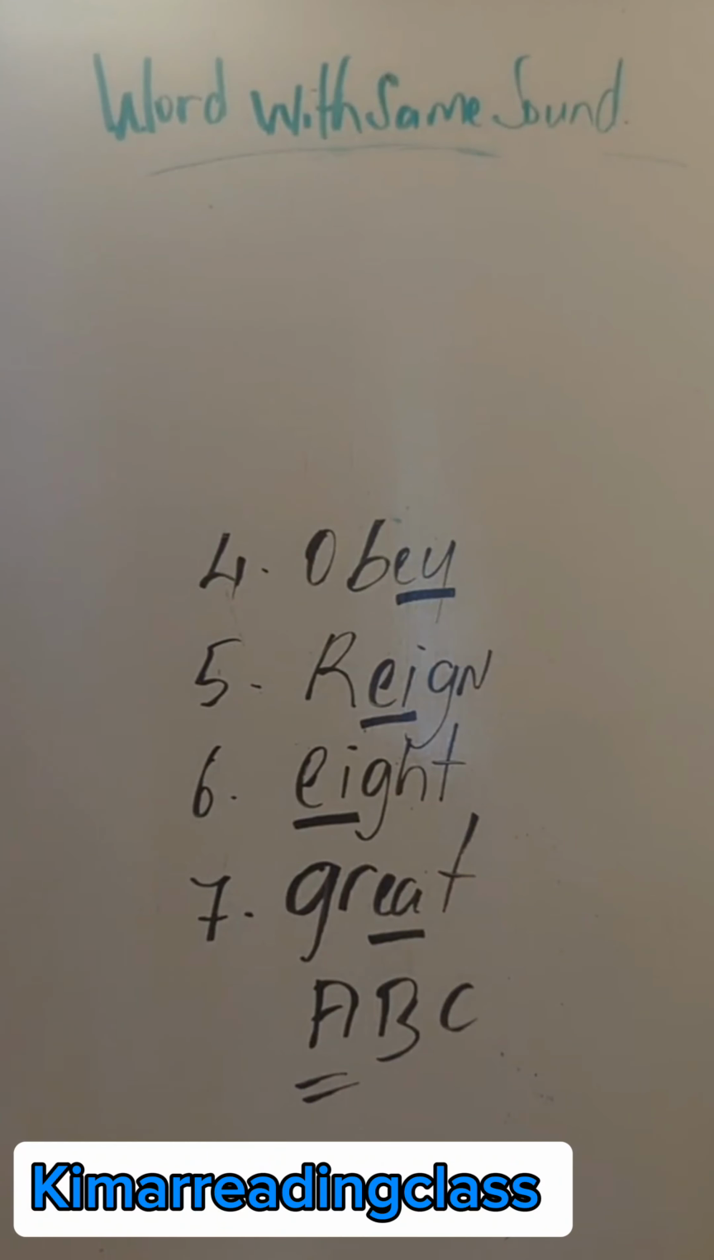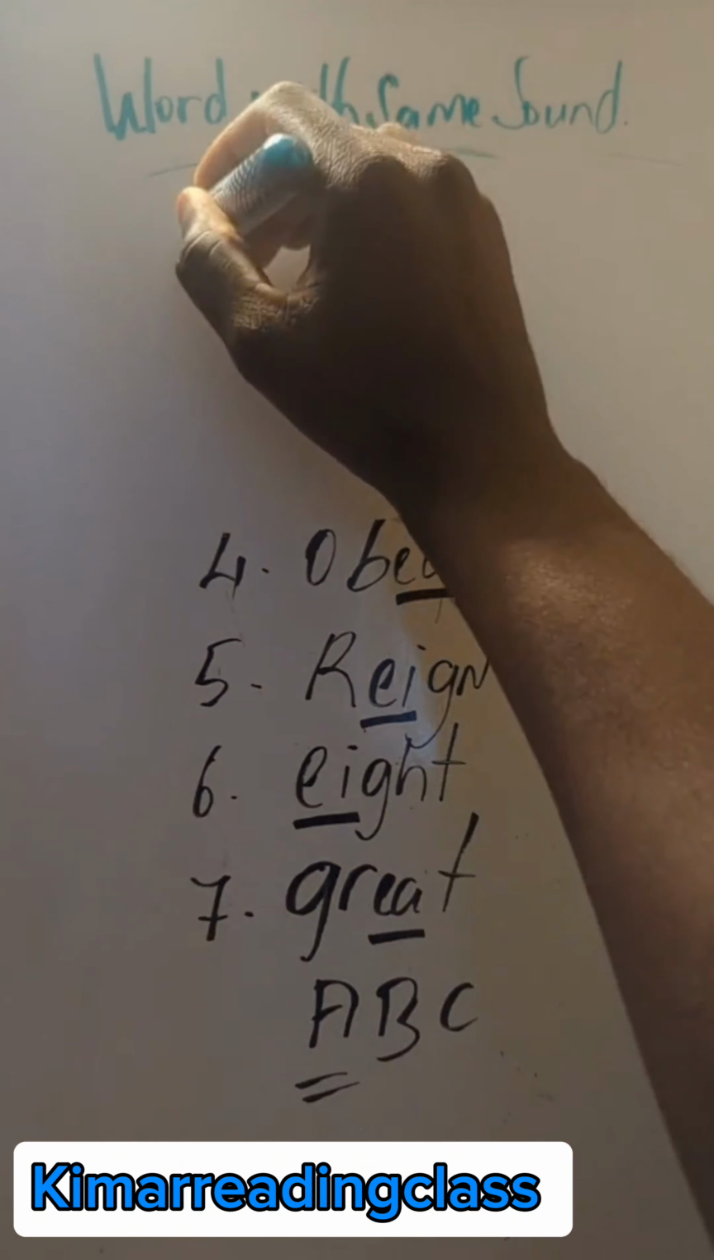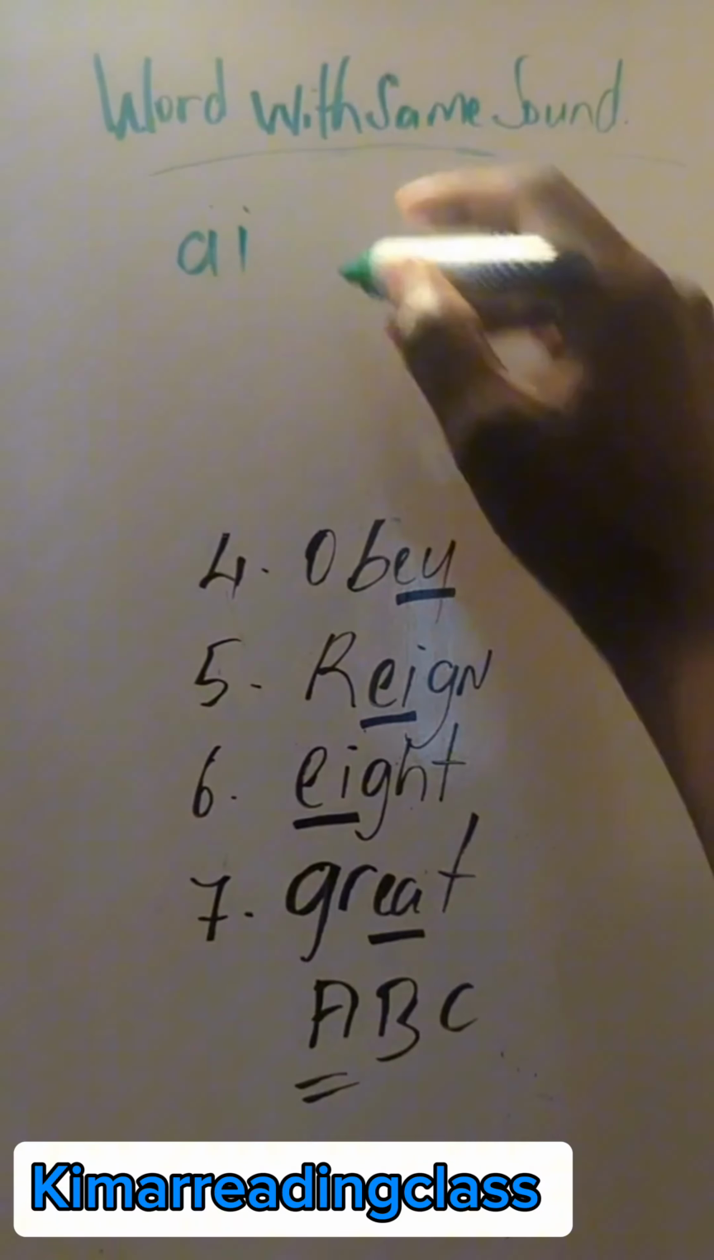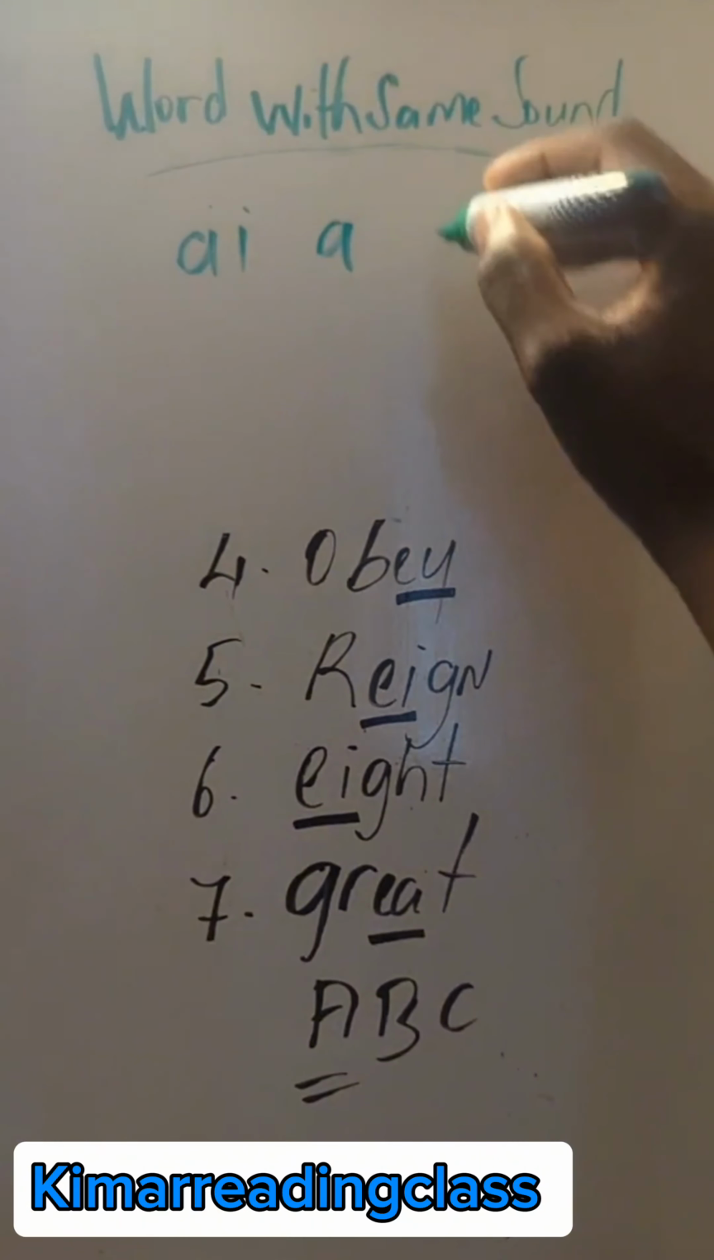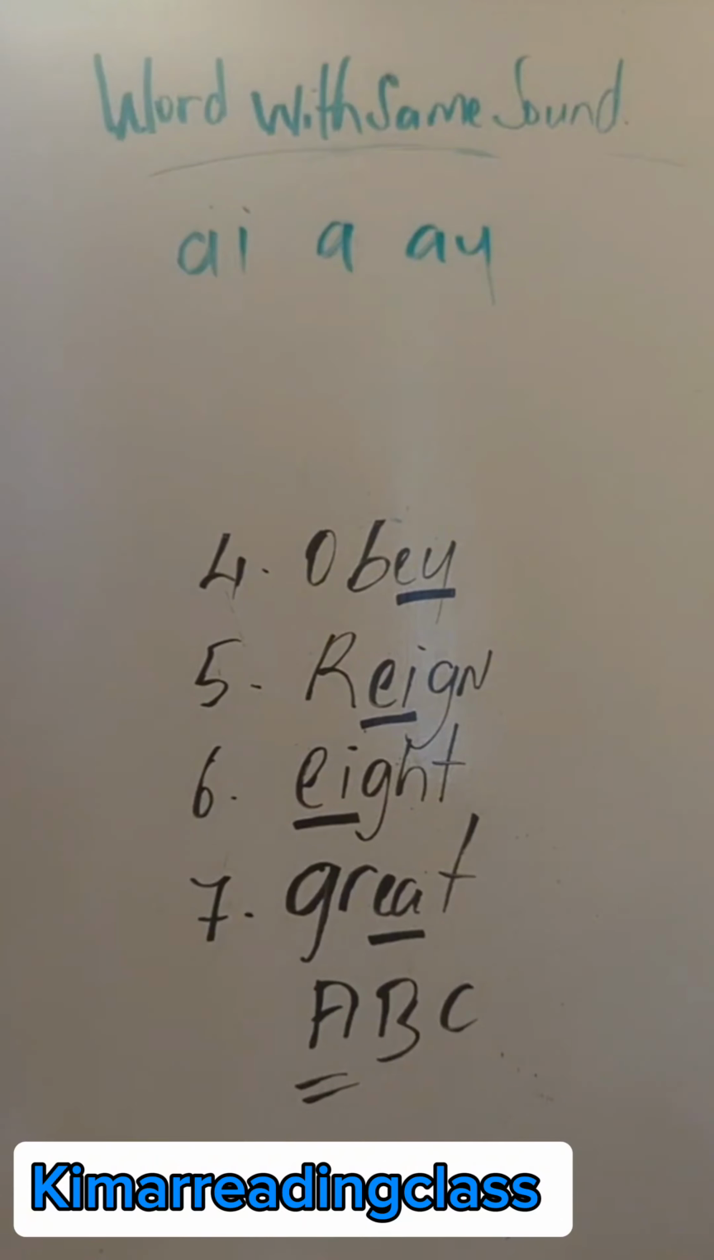So far we are dealing with one sound, just A, the first letter of the alphabet. And so far we have the spelling AI, we have the spelling A, we have the spelling AY. See? And we are going to jump to our next one now.